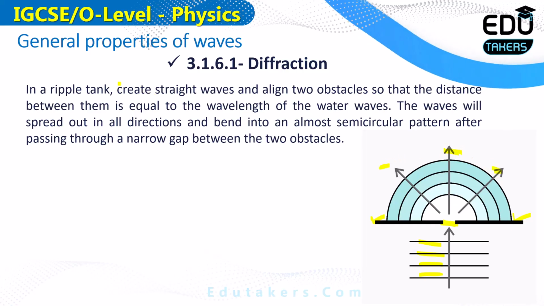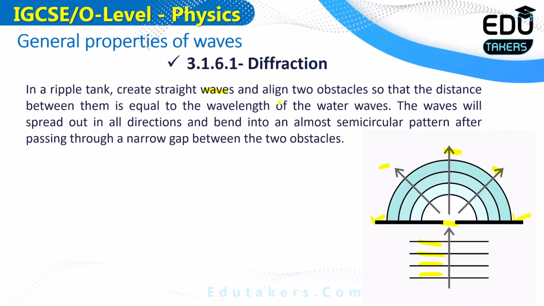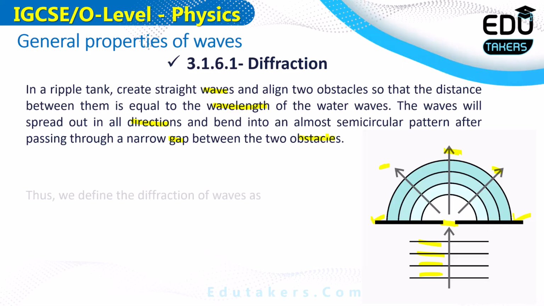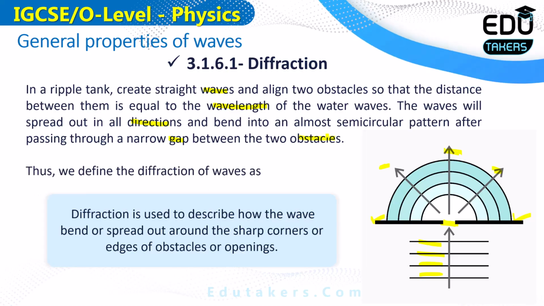You can see here, in a ripple tank, create straight waves and align the two obstacles so that the distance between them is equal to the wavelength of the water wave. The wave will spread out in all directions and bend into an almost semicircular pattern after passing through a narrow gap between the two obstacles. So how can you define diffraction? Diffraction is the bending of waves as they pass through the opening between two obstacles.